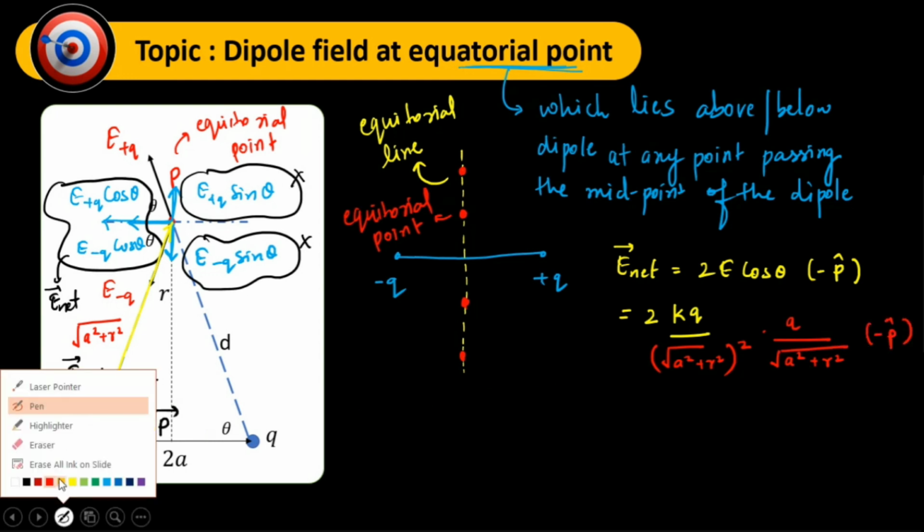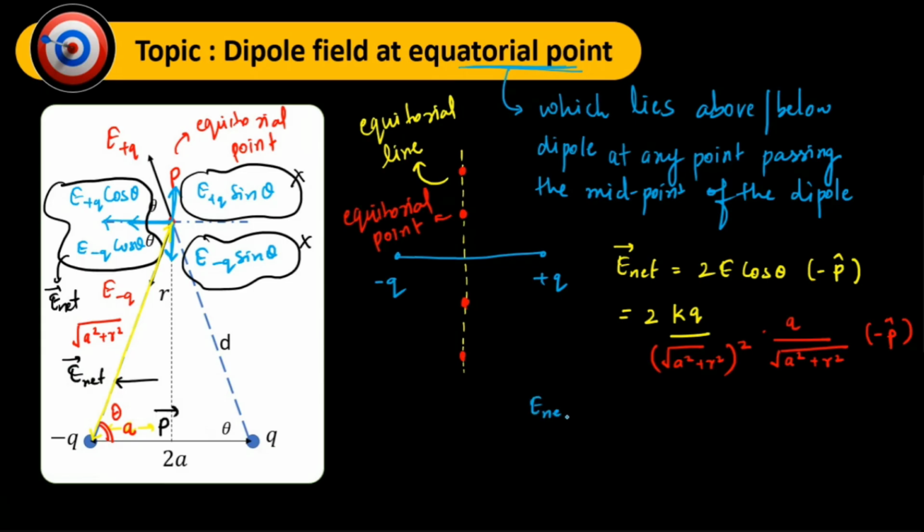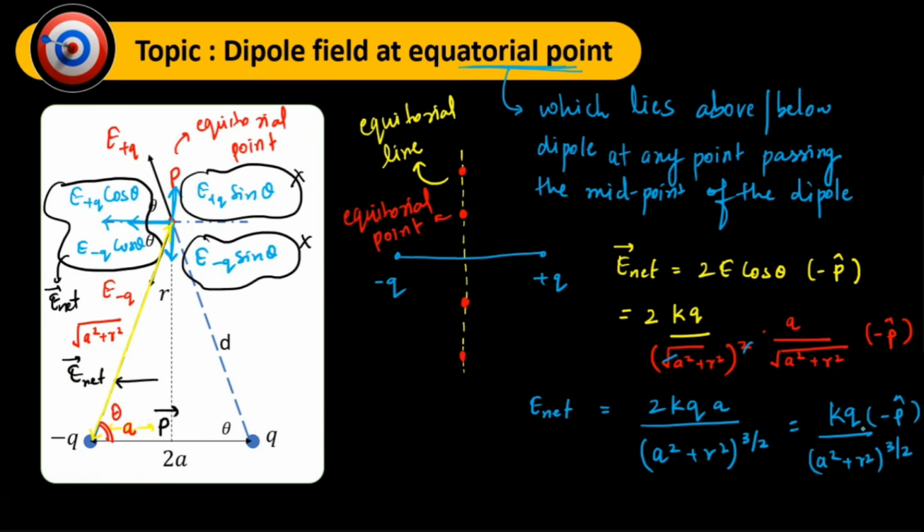So the net electric field in this case is going to be 2KQA over A square plus R square. If you solve this, the square root will cancel out the square. So the whole power will be 1 and this whole power will be half, so it is going to be 3 by 2. We substitute the value of P here, that is 2QA. So it is going to be KP over A square plus R square whole to the power 3 by 2, negative P cap. Again, direction is important to represent. So this is the formula that we use to find the net electric field at an equatorial point.